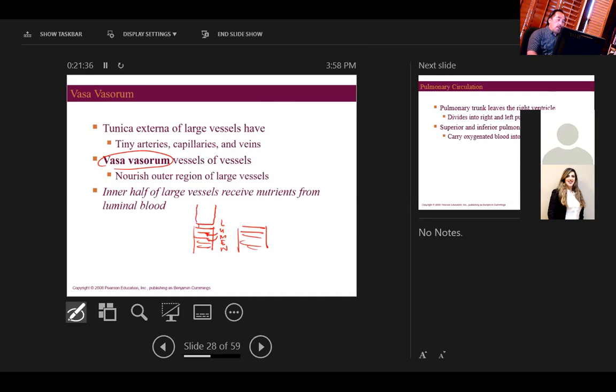So this is going to be a blood vessel. It will go through the outer wall in a blood vessel. So it is actually a vessel of vessels. It nourishes the outer region of large vessels, okay? And that is called a vasa vasorum, okay? Some of them would have that.